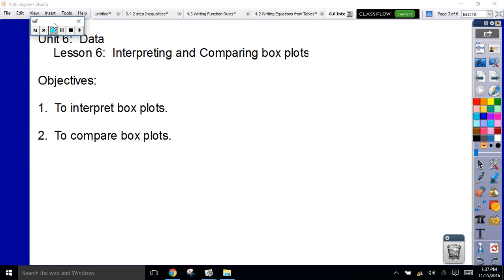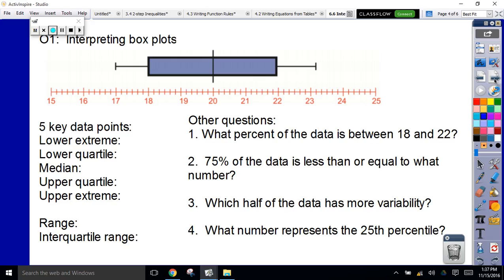Okay, so today's lesson is interpreting and comparing box plots. Our objectives: we're going to interpret single box plots, talk about what they mean and the kinds of questions you might be asked about them, and then how we compare two box plots. So first objective. We can do the opposite of what we did yesterday.